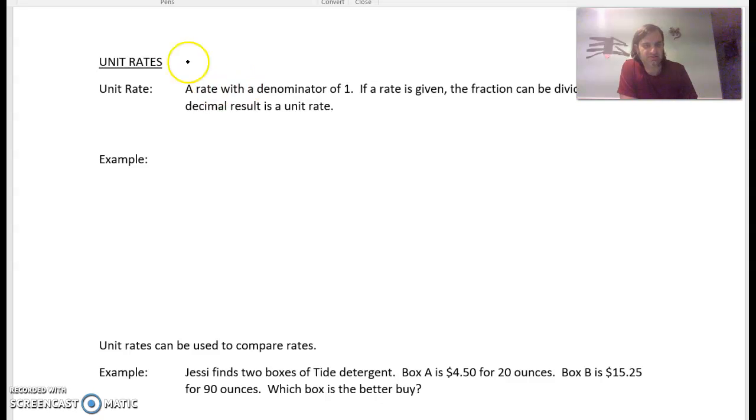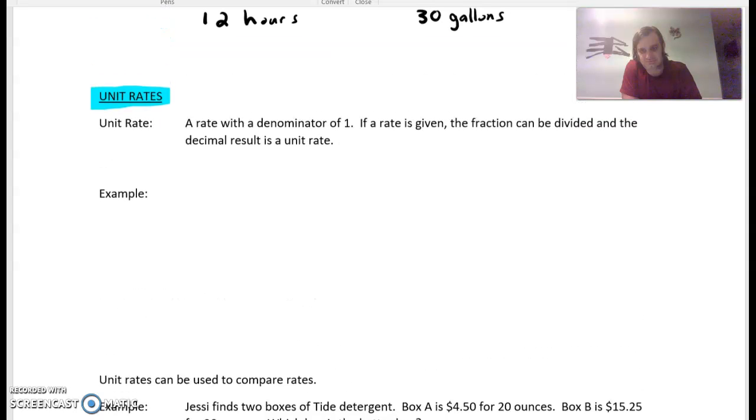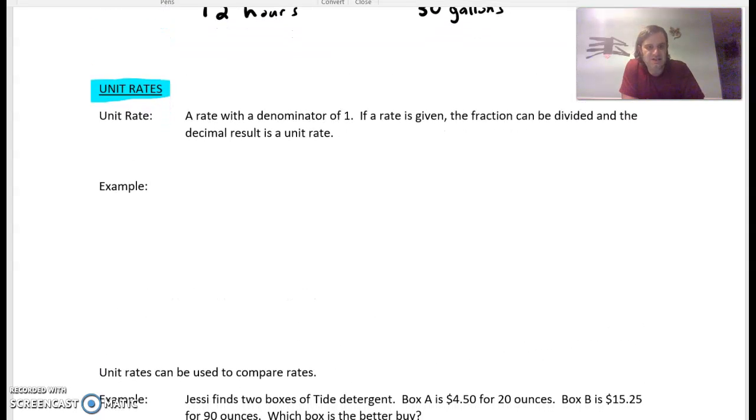Okay, so taking that to a useful place, unit rates. A unit rate is a rate with a denominator of 1. So this is usually accomplished by dividing out this fraction we just wrote.